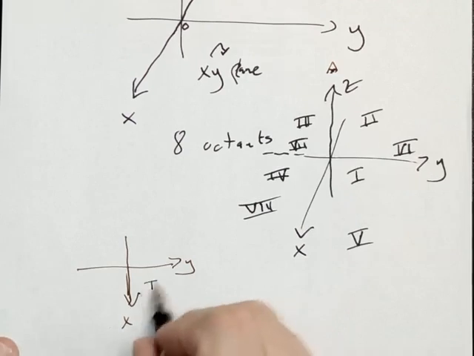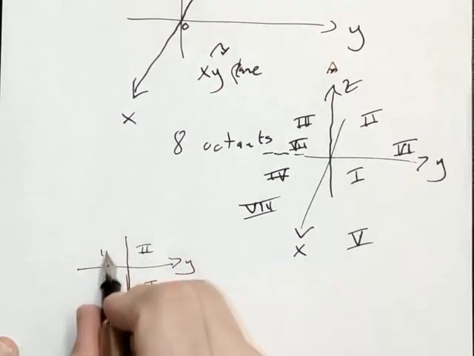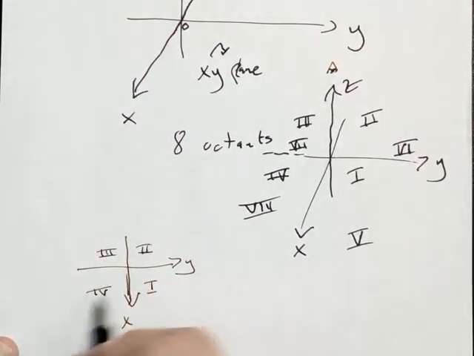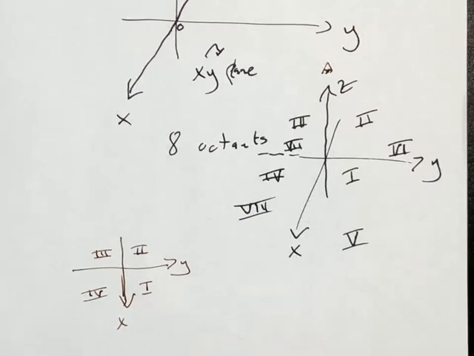But then here's 1, 2, 3, 4. Turn your head sideways. Oh yeah, 1, 2, 3, 4. I'm going counterclockwise around, aren't I? Now, underneath those are 5, 6, 7, and 8, the octants.